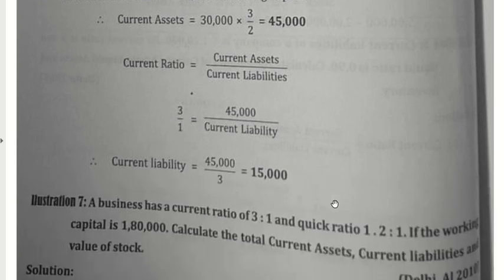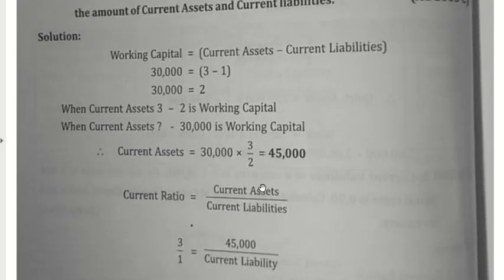So current ratio is what? Current assets divided by current liabilities. We have current asset, we have current ratio. Can we find out current liabilities? Yes. So your current liability is 15,000, which is by cross multiplying.